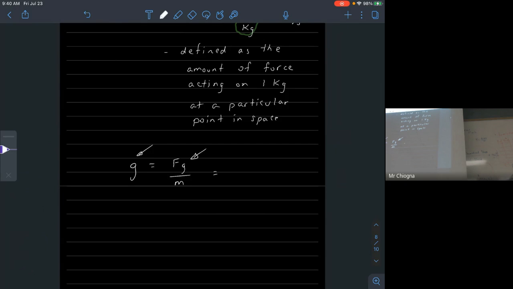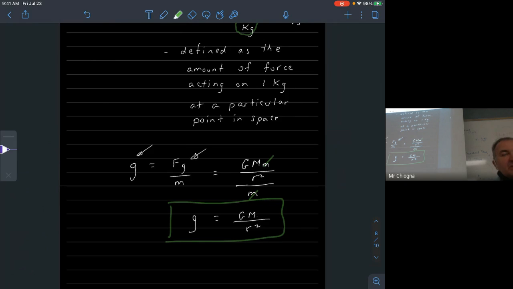So we need a new formula. It's no longer 9.8 at a point far above the surface. How do we calculate it? From our equation for the force of gravity. That's your new equation for the acceleration due to gravity at any point, or the gravitational field strength.